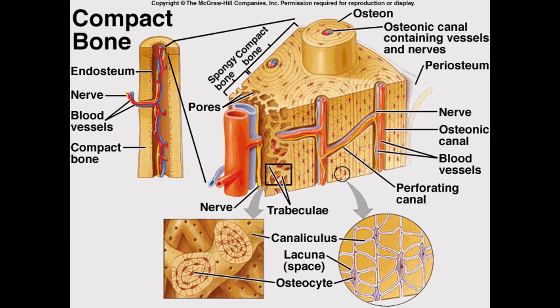So all these cells are communicating one to another, telling each other what's going on here. And they're all being supplied with nutrients, we can pass nutrients to each other. We can collect waste products from each other and eventually send it over here to the central canal of each osteon.